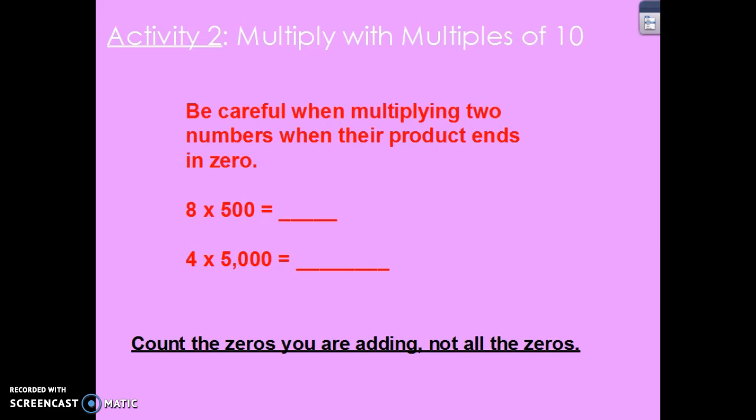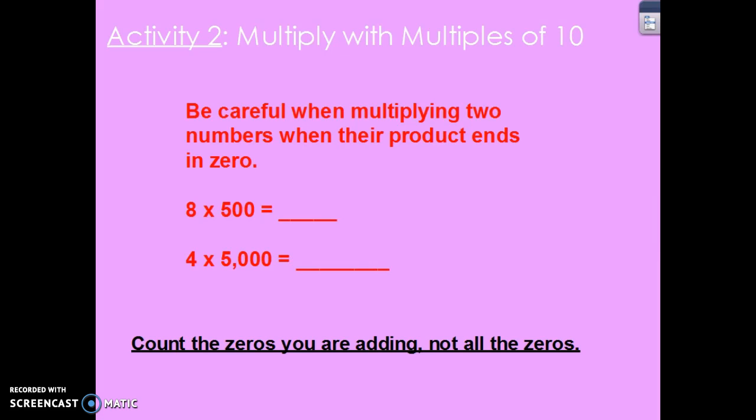So, when we're talking about multiplying with multiples of 10, which is what this math lesson is all about, if at any point in time you get confused with it, the most basic way to talk about it is if you're multiplying with zeros, you cover up the zeros, multiply, get your product, and then add the zeros at the end.